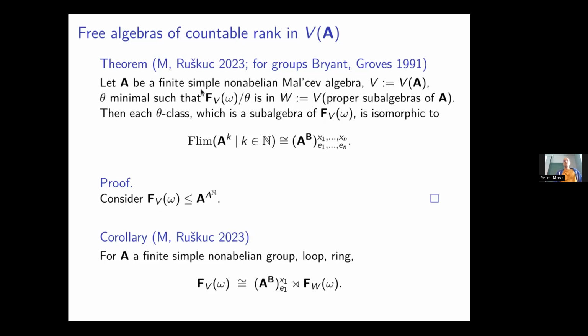And if you take the free algebra of countable rank in V, there is a unique minimal congruence theta such that the quotient modulo theta is in the subvariety W. And it turns out every theta class for that congruence, which happens to be a subalgebra of the free algebra, is actually isomorphic to the filtered Boolean power that we just saw. The proof of that is not hard. You use an explicit representation of the free algebra in V as a subalgebra of A to the N, and then identify the theta classes in there.